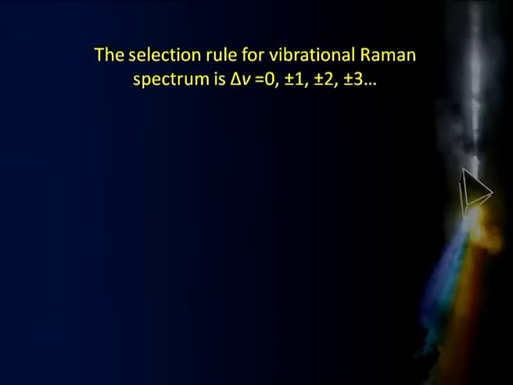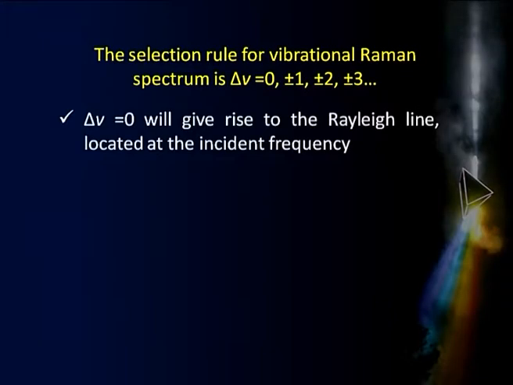But when you come to the Raman spectrum, vibration Raman spectrum, we find that delta V happens to be 0, plus minus 1, plus minus 2, so on and so forth. But let us see what it means. When we have delta V equal to 0, it means there is no exchange of energy between photon and the molecule. This will give rise to a Rayleigh line, which will be located at the same frequency as that of the incident frequency.